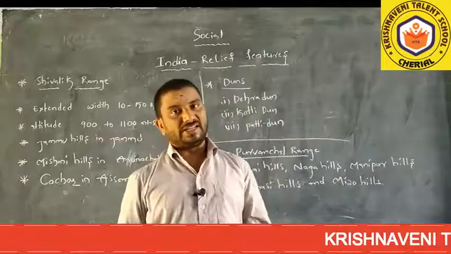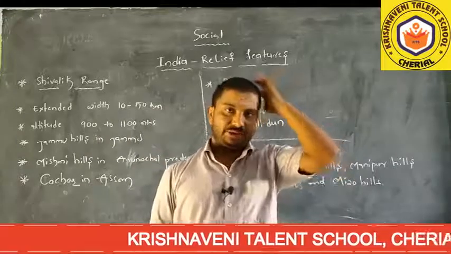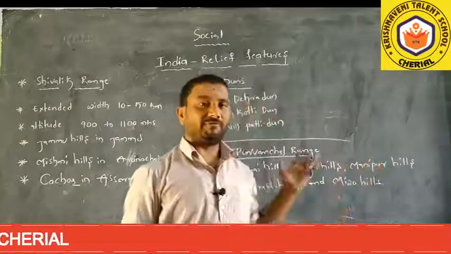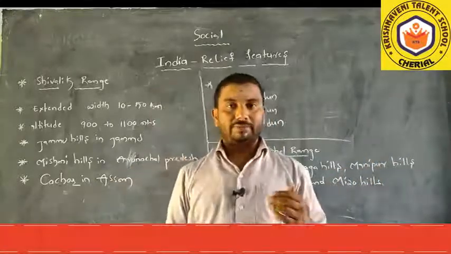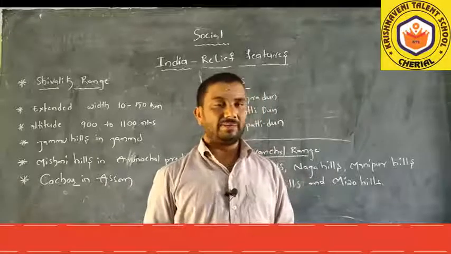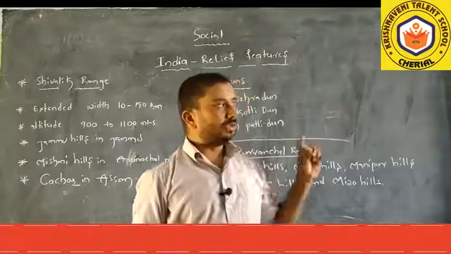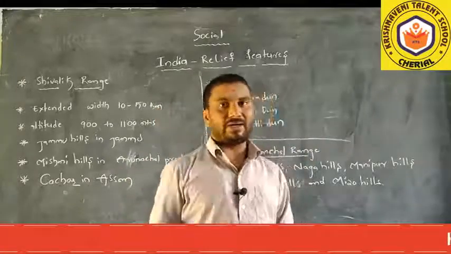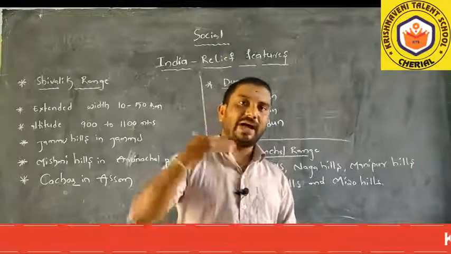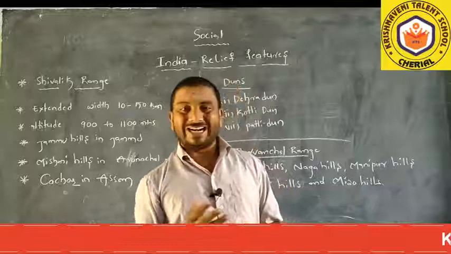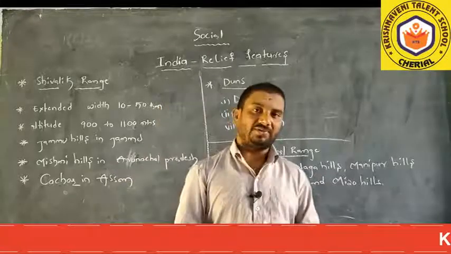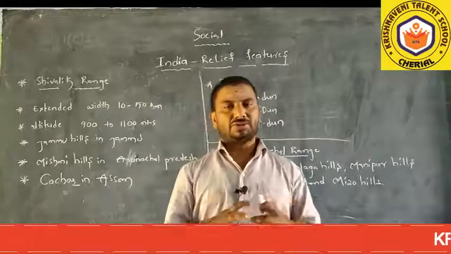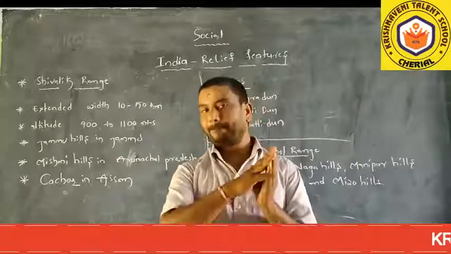Next we discussed the Himalayan Mountains, the northern boundary of India, and from where to where they extend. The Himalayan mountains consist of three ranges: Himadri, Himachal, and Shivalik. First, Himadri, the Greater Himalayas. Where are they located? What is the high elevation of the Greater Himalayas and of the Lesser Himalayas? We discussed complete information in the previous class.